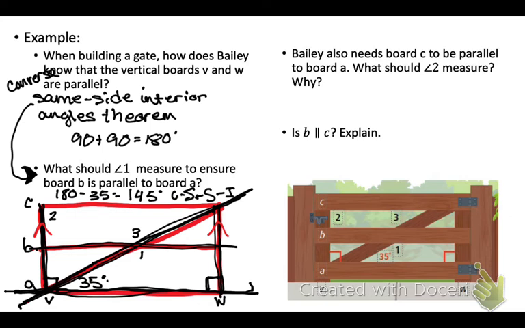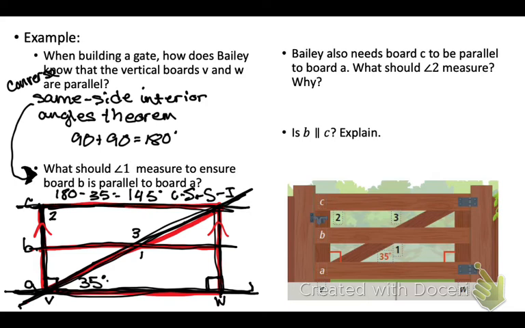Okay. So, I put C in front of it. What's C? Converse. Okay. Bailey also needs board C to be parallel to board A. So I need C to be parallel to A. What should angle 2 measure? And why?